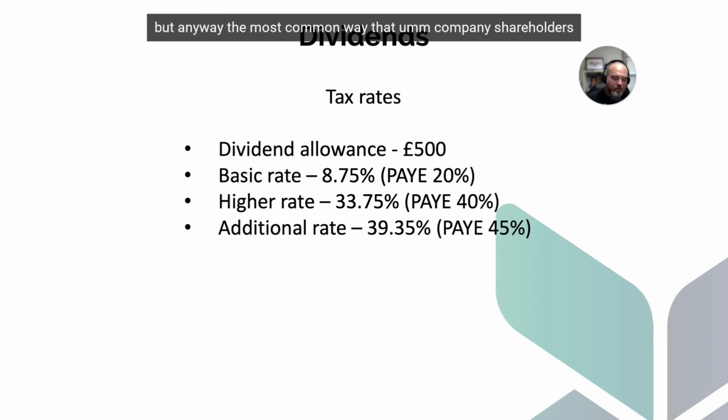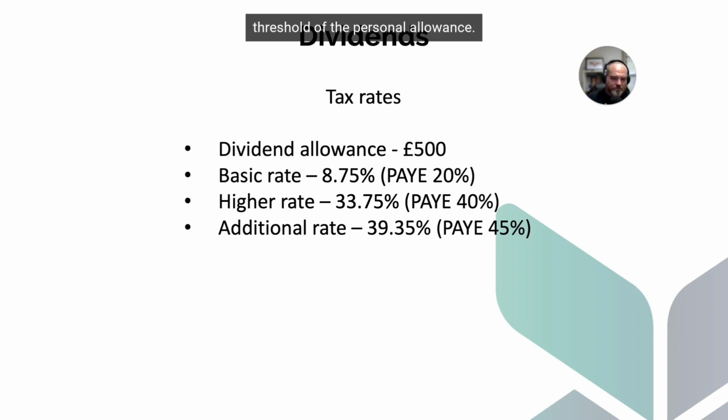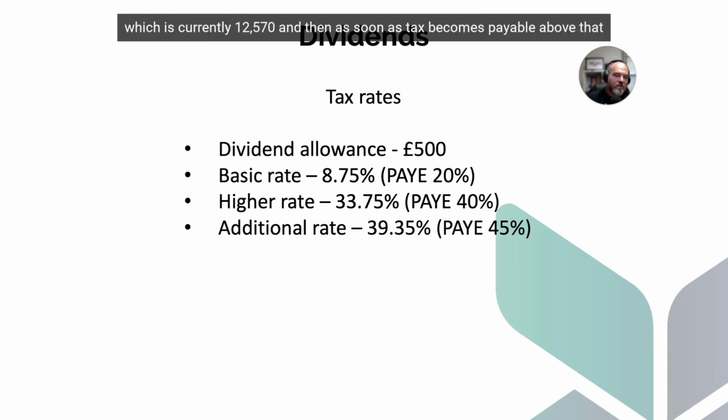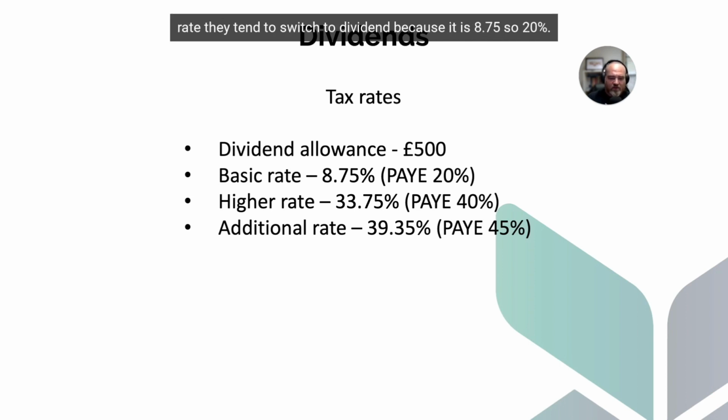But anyway, the most common way that company shareholders pay themselves at the moment is a salary up to the threshold of the personal allowance, which is currently 12,570, and then as soon as tax becomes payable above that rate, they tend to switch to dividend because it is 8.75% instead of 20%.